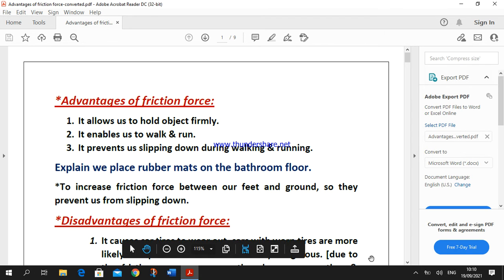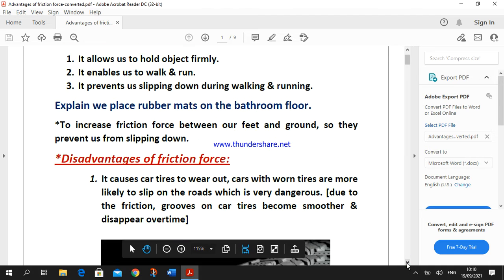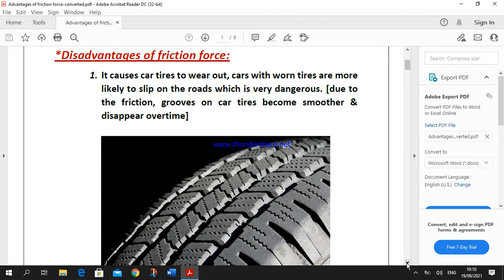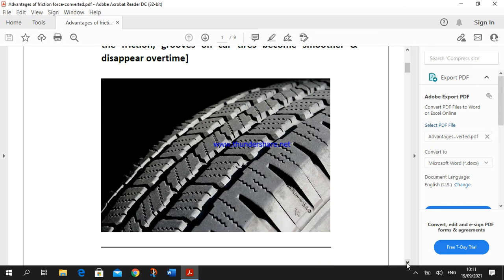And now the disadvantages of friction force. Number one, it causes car tires to wear out. Looking at a car tire, you notice it contains many grooves. Cars with worn tires are more likely to slip on the roads, which is very dangerous. These grooves become smoother and disappear over time due to the friction between the car tire and the road. So this is a disadvantage of friction force.